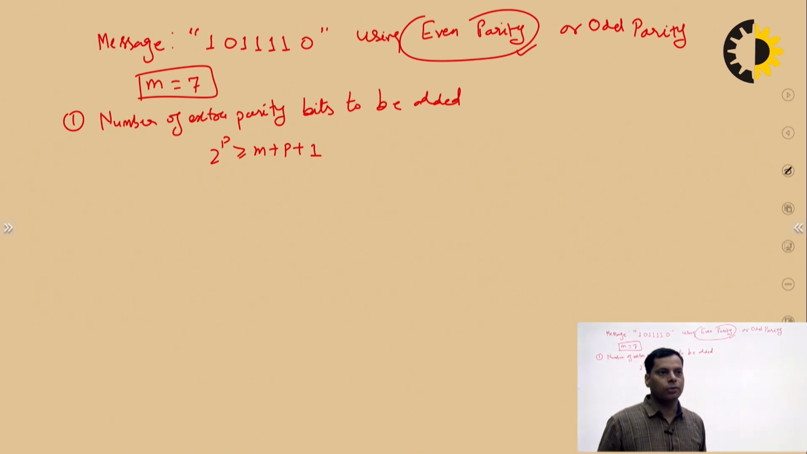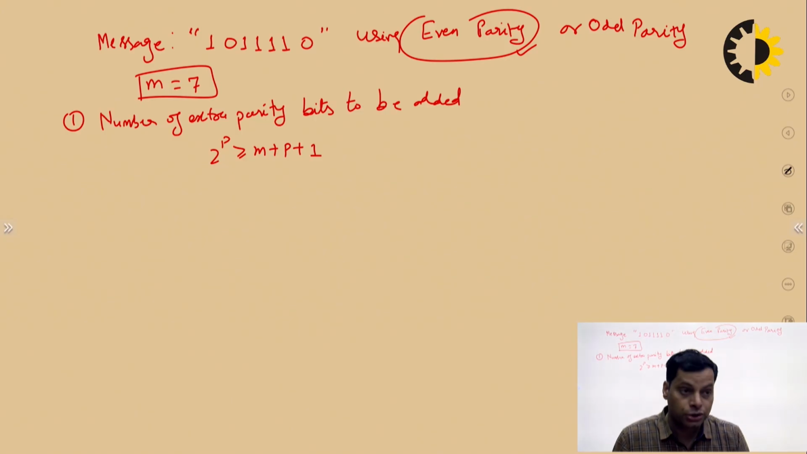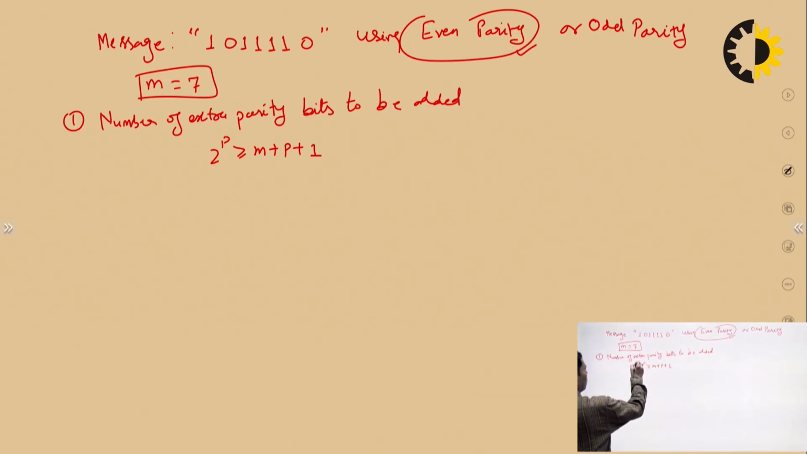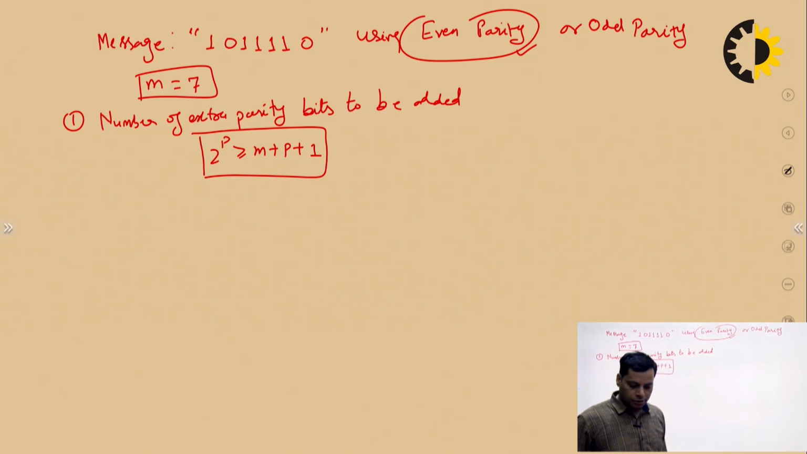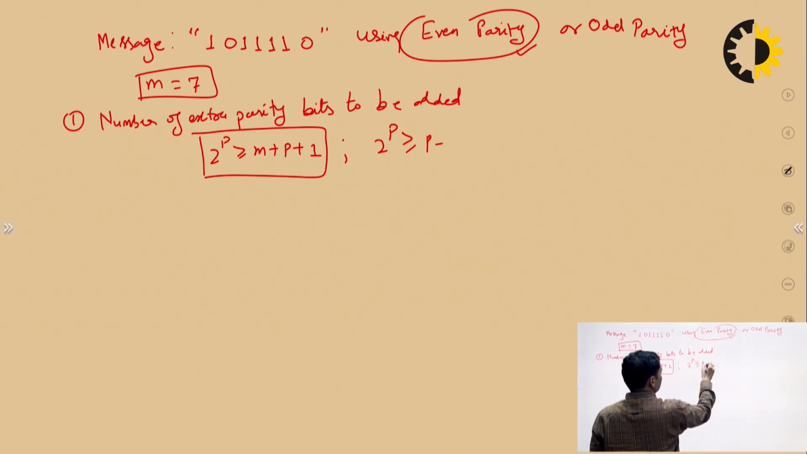With the help of this formula, we are able to identify how many extra parity bits should be added here. So 2 raised to the power p is greater than or equal to m plus p plus 1, where m is the length of the message signal and p is the number of extra parity bits. For m equal to 7, 2 raised to the power p is greater than or equal to p plus 8, because m equals 7 plus 1 becomes 8.